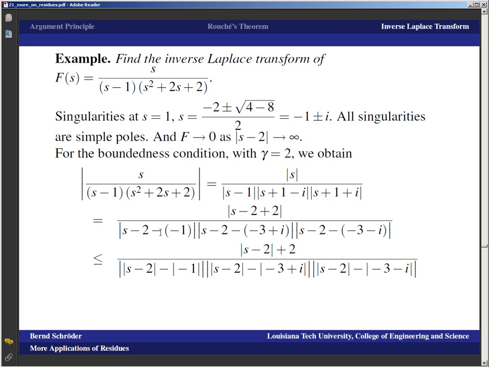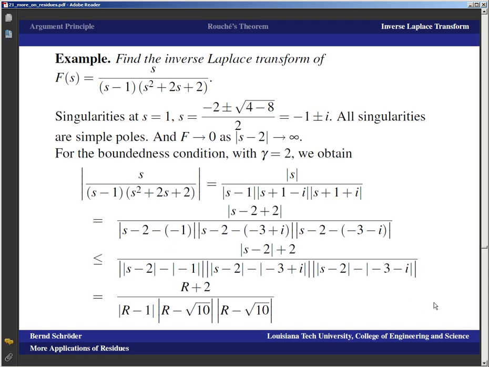The denominator is greater than or equal, and therefore the whole thing is less than or equal to |s − 2| minus |−1| plus |s − 2| minus |−3 + i| times |s − 2| minus |−3 − i|. We've got negative signs here, here, and here. And then we're just straight using the reverse triangular inequality.